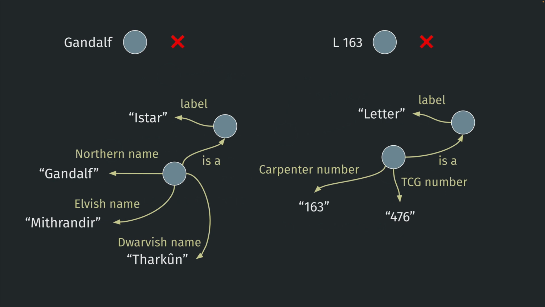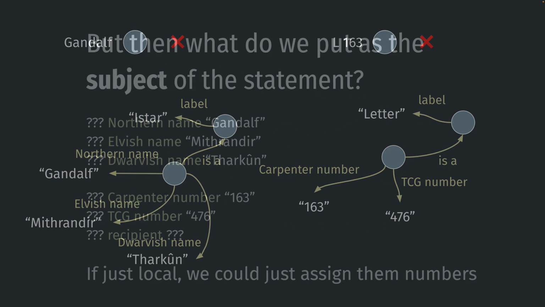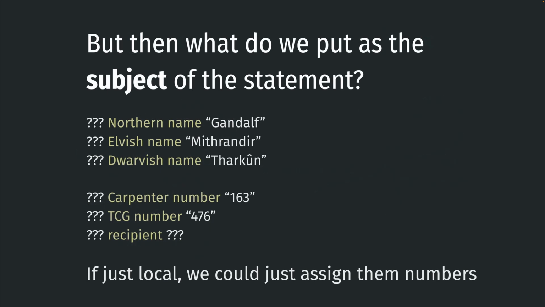So Gandalf can go by many names, and letters can have more than one identifier. But what then do we put in our statements for the subject, or the object if it isn't a literal value? What exactly has the northern name Gandalf, or the TCG number 476? If we were just building some local database, we could do something like just assign a number to each entity, and say entity number 1 has the names Gandalf, Mithrandir, Tharkun, and so on. But we want this to scale and allow multiple groups to build out parts of the knowledge graph.